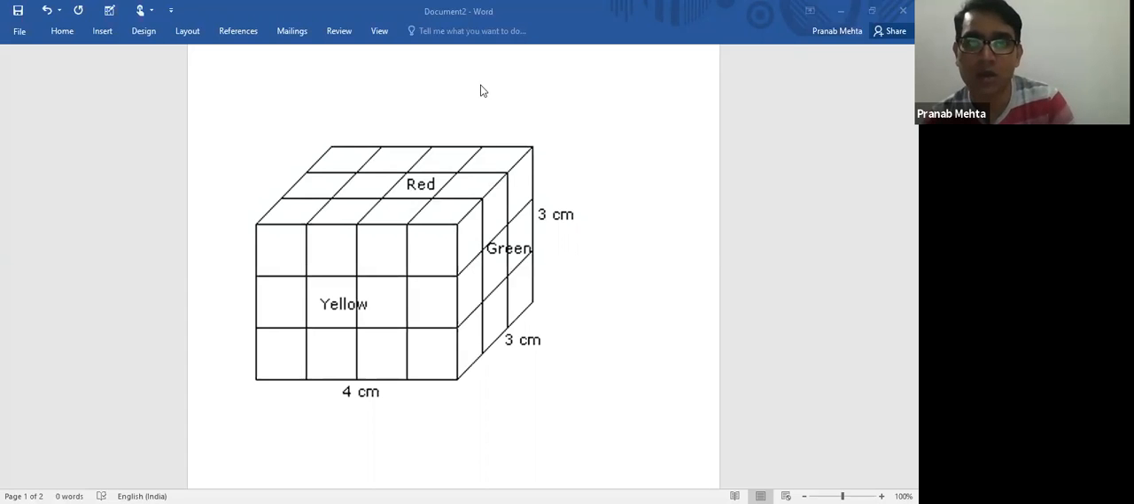So basically, I've considered this as a 4, this as a 3, and this is a 3. And what they have done is they are cutting it. So we are getting 1, 2, 3, 4. So 1, 2, 3. So we are getting 1 into 1 into 1 cubes. So basically, this is 1, 1, 1. That is what we are getting now.